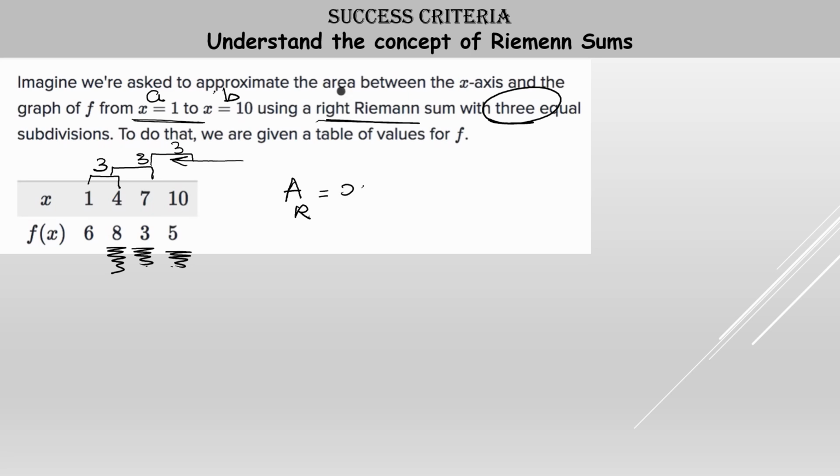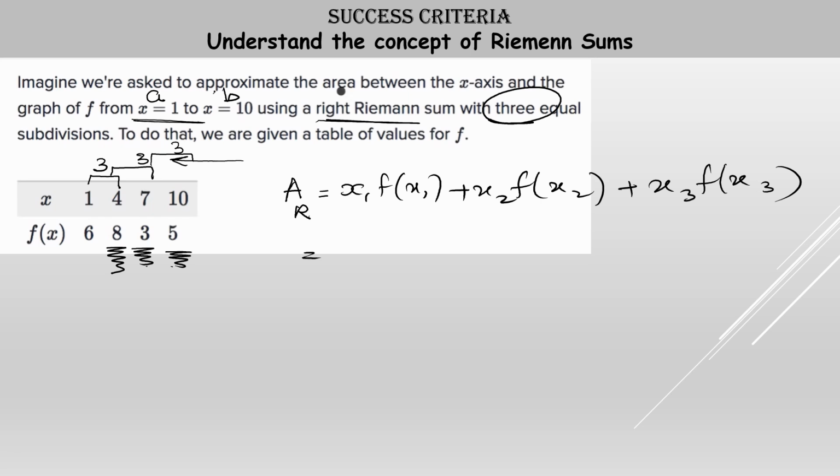So what is the formula? x1 times f of x1, plus x2 times f of x2, plus x3 times f of x3. Now in all the cases our x1, x2 and x3 width is the same. But here we are going to use the points from the right side. So the first point is 8, then 3, then 5. Calculate it using the calculator and that would be the approximate area of this scenario.